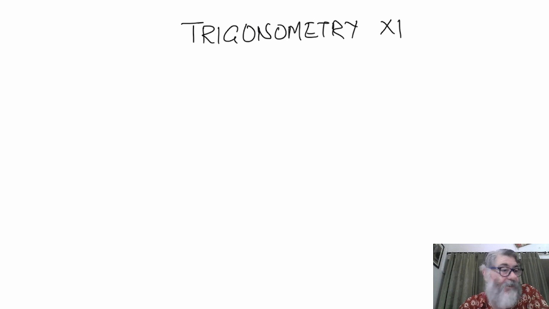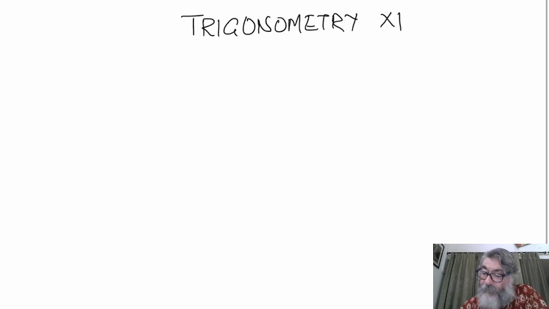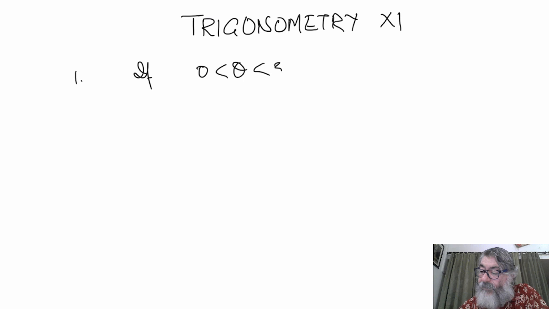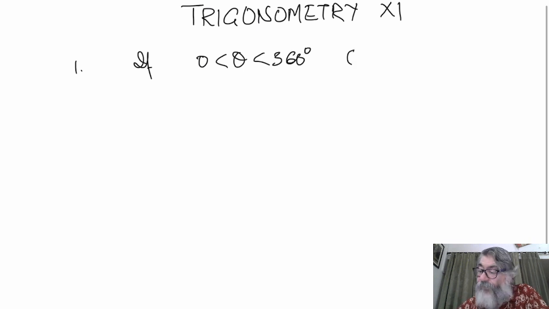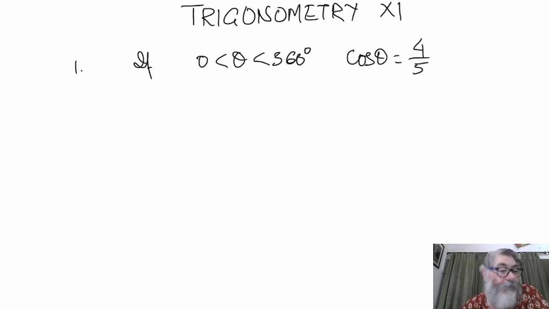So the first question is, if theta is between 0 and 360 degrees, and cos theta is 4 upon 5, find the following values. First of all, since cos theta is given as 4 upon 5, I shall be able to calculate the rest.